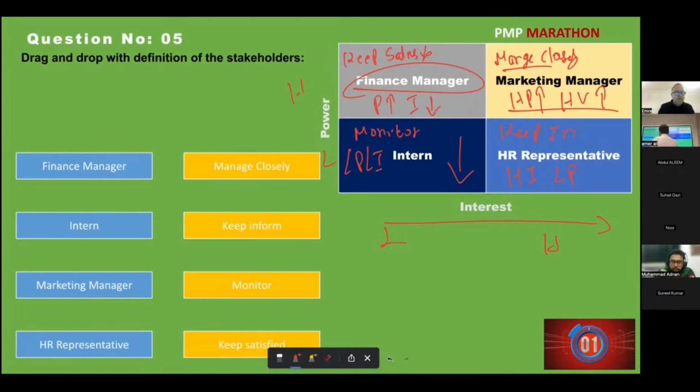Monitor. Okay, when we come to that, marketing manager, we need to manage closely. Then HR representative, we need to keep informed. Finance manager, I need to keep satisfied. Intern, you just need to monitor. Okay. Yeah, this is actually easy question. This was just a very easy question.